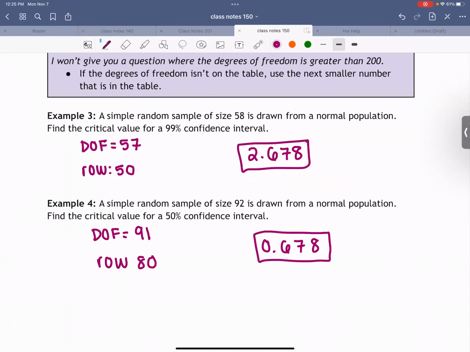All right. Any questions on using the big chart? All right, it's really not that bad.